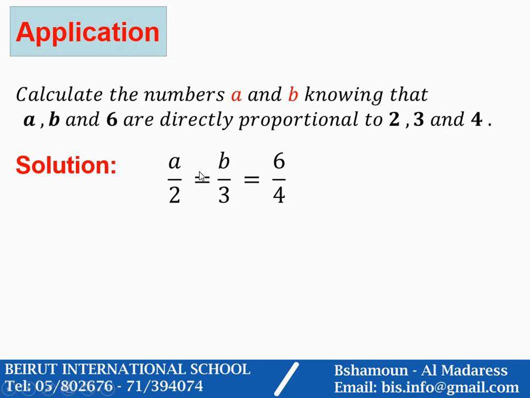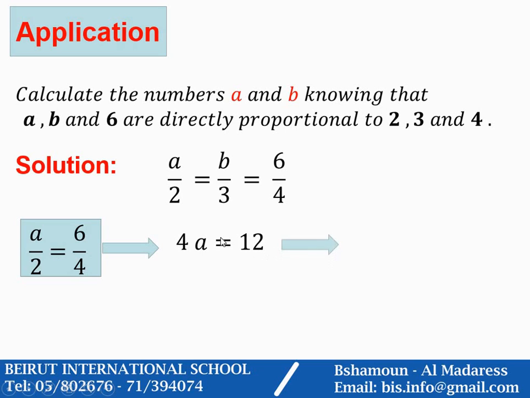So to find a and b, you take the first ratio, the first quotient, with the last one because the last one doesn't contain letters. So a over 2 is equal to 6 over 4, and you do cross multiplication, you do a times 4 equals 2 times 6, so you get 4a equals 12, and then you calculate a as an equation, a is equal to 12 divided by 4, which is 3.